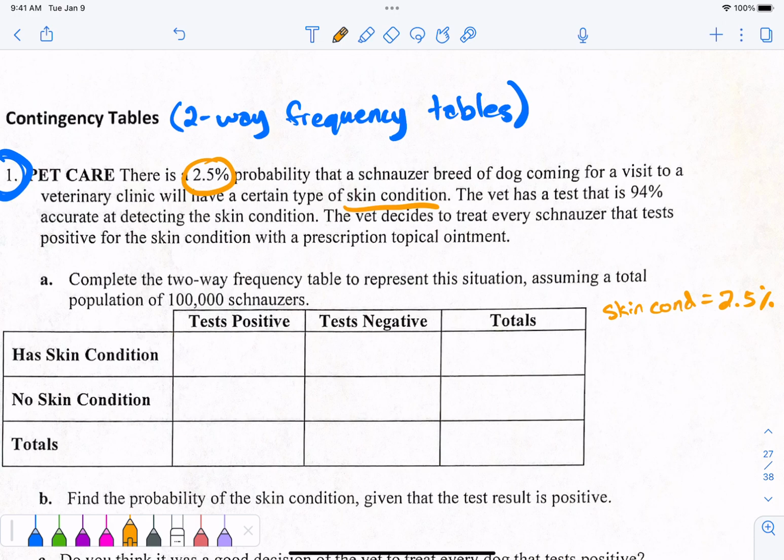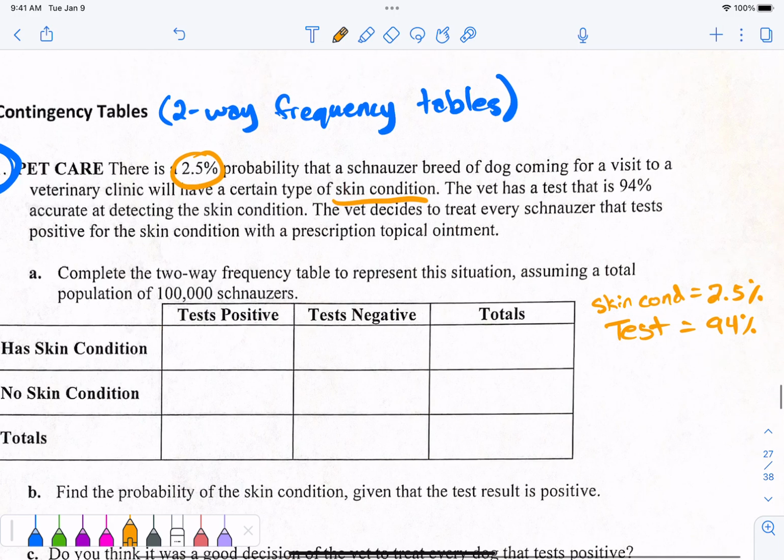Now we have a test for the skin condition, and the test is 94% effective, which means that 94% of the time it's doing what it's supposed to. So if you have the skin condition, you're testing positive 94% of the time. 6% of the time you're getting a false result, right? 94% of the time you're getting a true result, okay? Those are the two pieces of information it gives me. Now notice that these don't add up to be 100% as they're not related to each other. One is talking about the skin condition and one is talking about the test. They have nothing to do with one another.